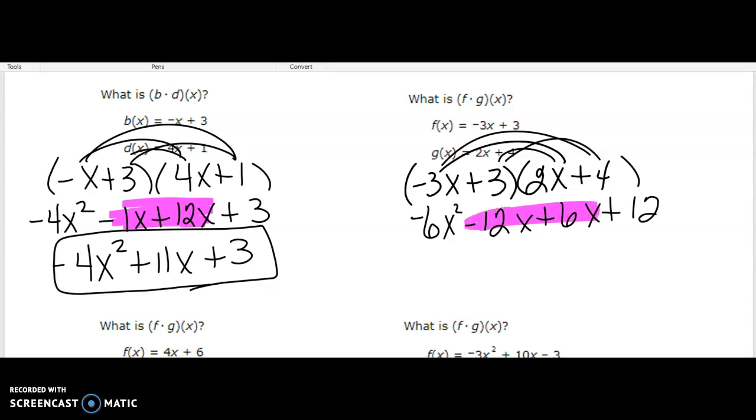These are also like terms. So we're going to put them together. So bring the negative 6x squared down. Negative 12 plus 6 is negative 6x plus 12.